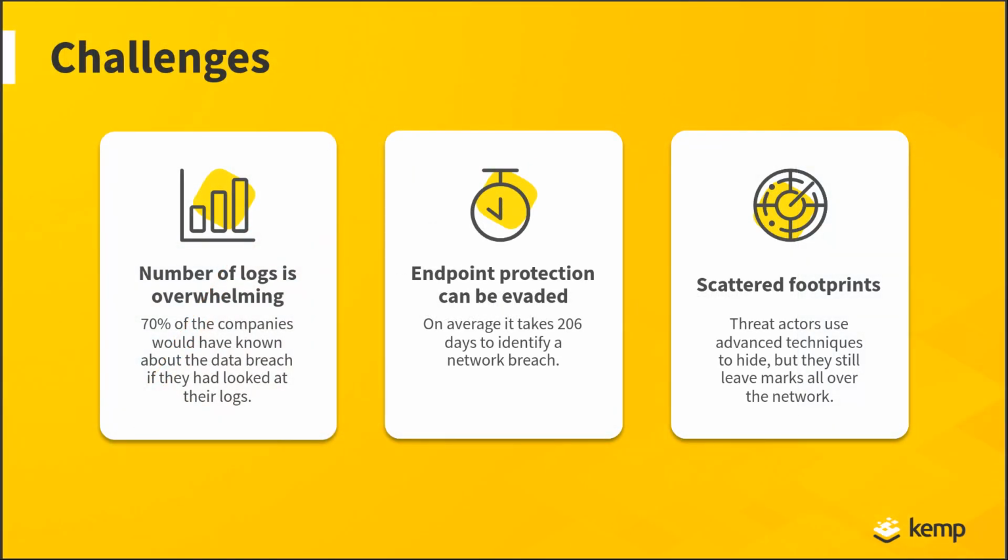So ultimately, we have these challenges with our current tools. Number one is that there's a lot of information coming in terms of logs, SNMP events. We have these SIEMs, these security alert managers that hopefully collate and correlate all this information. But you know what? It's still overwhelming. 70% of companies would have known about a data breach if they had looked at all the information that they already had. It is hard to manage this data. Number two, endpoint protection and firewalls, perimeter protection can be evaded.